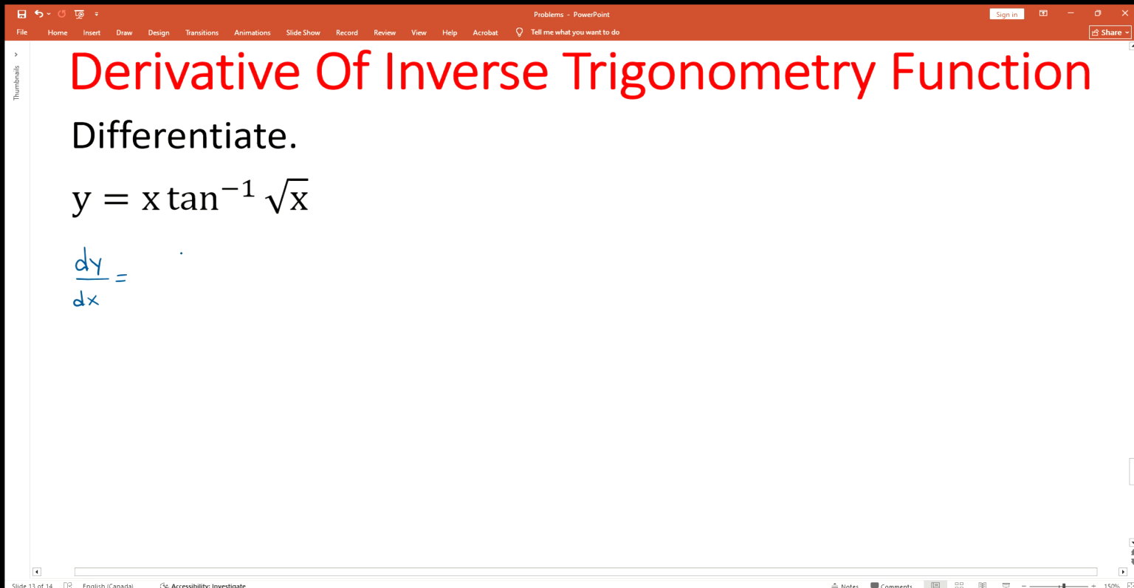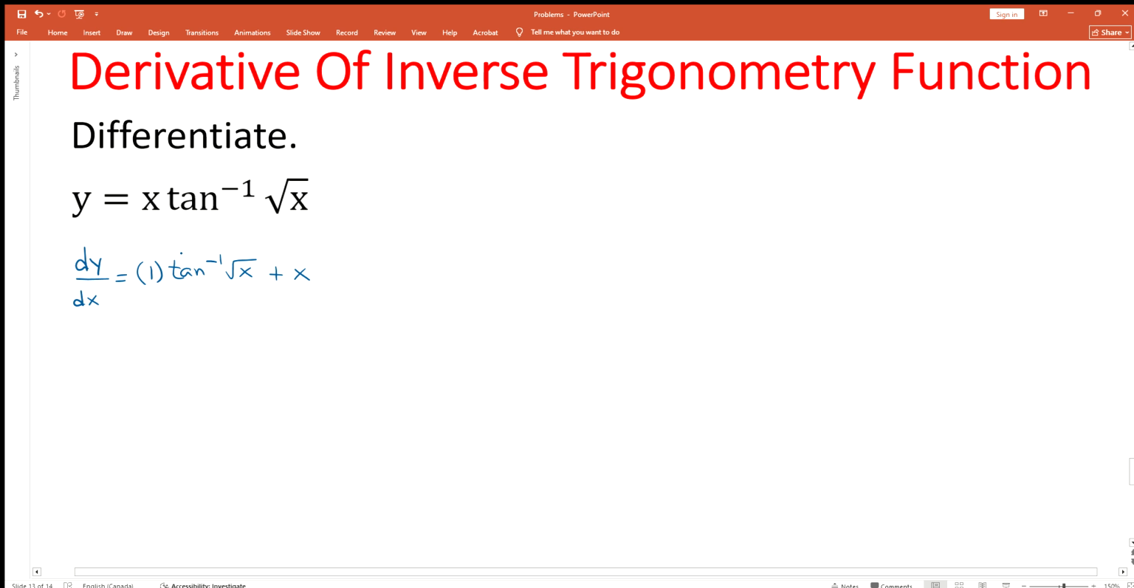As per the product rule, we start with the derivative of the first function, which is x. The derivative of x with respect to x is 1, times the second function, plus the first function x times the derivative of the second function, which is tan inverse square root x.